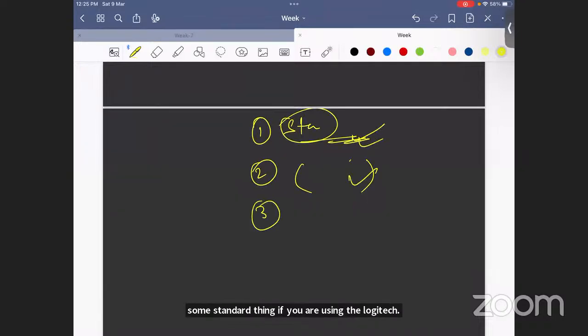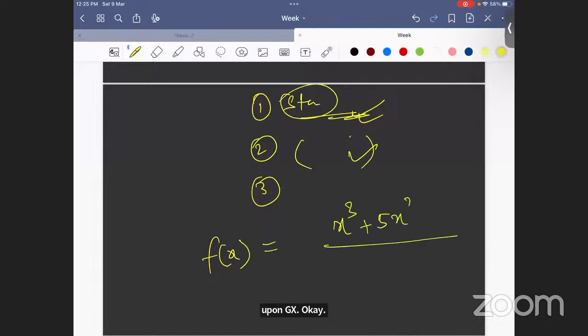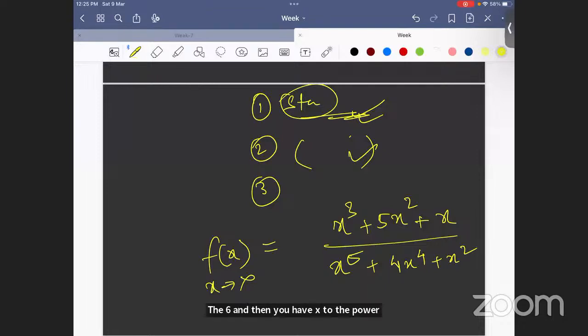And the third is the basic approach. Like if you have been given some equation in the form of f(x) upon g(x), and let's say f(x) is x cube plus 5x square, with x tending to infinity, and the denominator is x to the power 5 plus 4x^4 plus x square. How will you calculate that? Here you can also use L'Hopital, but why would you? Because you can directly see that the degree of the denominator is very large, so you'll always be getting 1 upon infinity type of thing. So the limit for this function will tend to 0 itself.